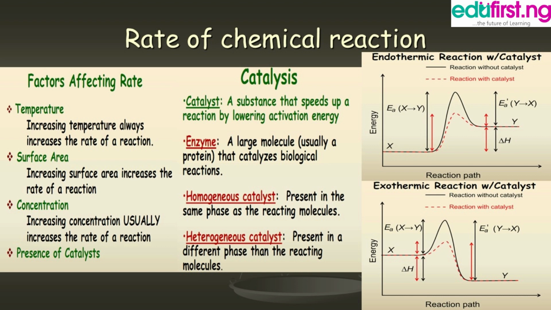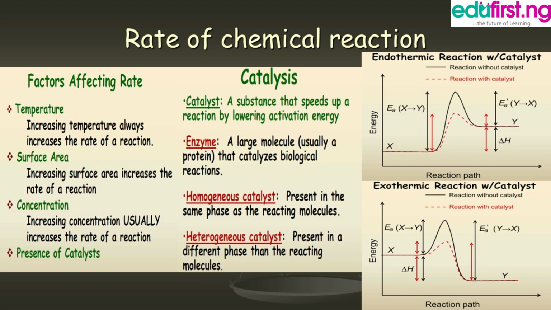And lastly, we have the catalyst. Now, the catalyst is a substance that enhances the rate of chemical reaction. We'll have the positive and negative catalyst. The positive increases while the negative decreases the rate. Now, the homogeneous catalyst is present in the same phase as the reacting molecules, while the heterogeneous is present in a different phase than the reacting molecule.